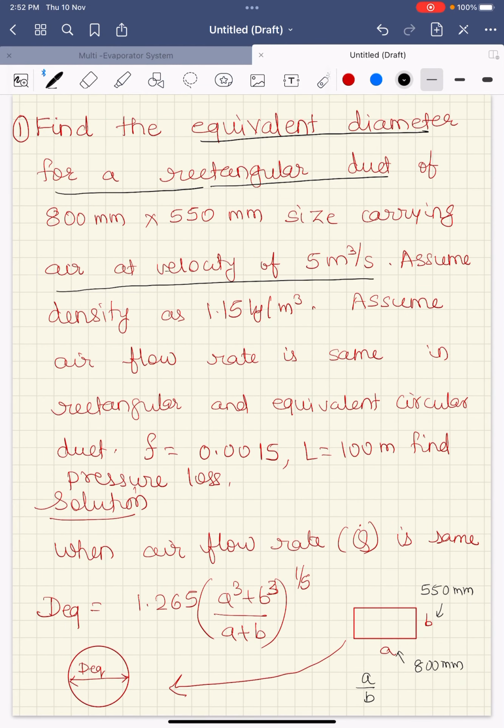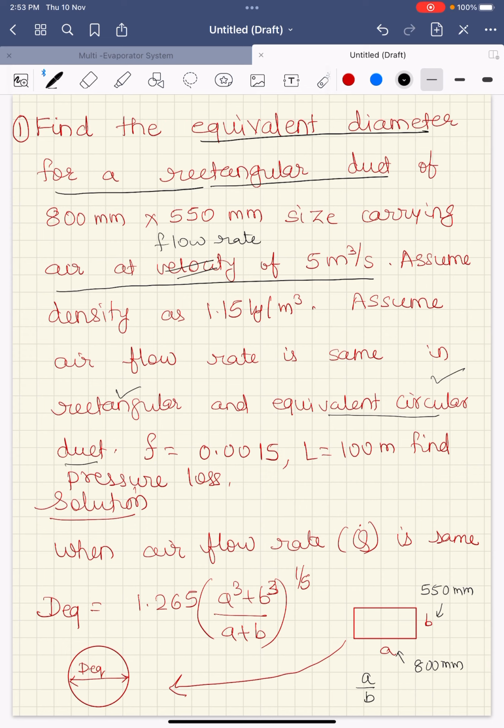There is a correction over here. It is not velocity. The flow rate is 5 meter cube per second. And the density of the air is taken as 1.15 kg per meter cube. We need to assume that this flow rate would be the same even for the equivalent circular diameter duct. So the flow rate of 5 meter cube per second, you would be assuming to be the same for the rectangular duct as well as the equivalent circular duct.